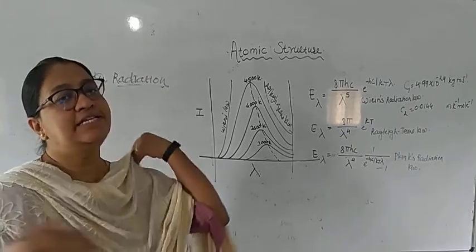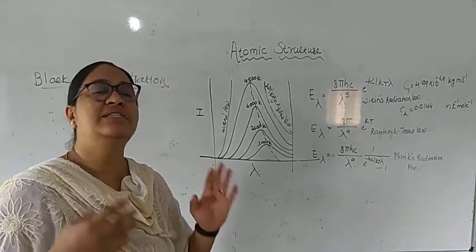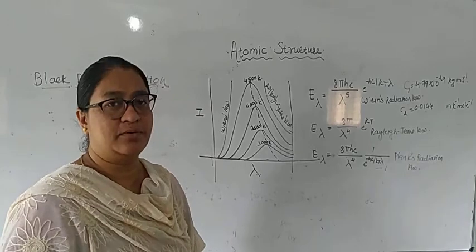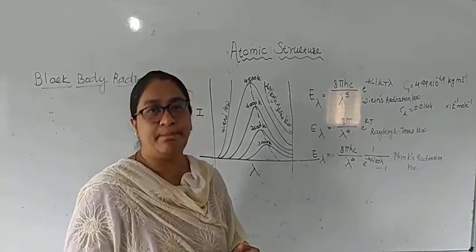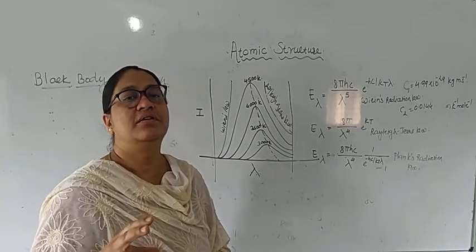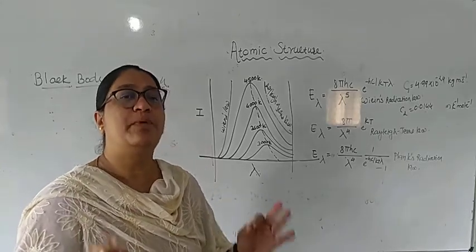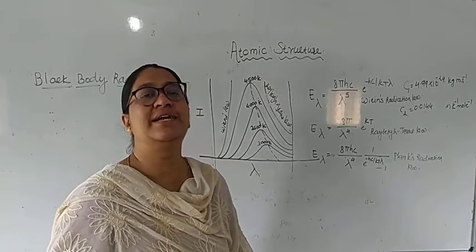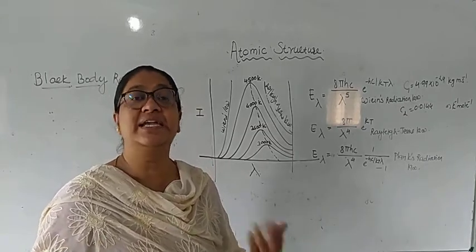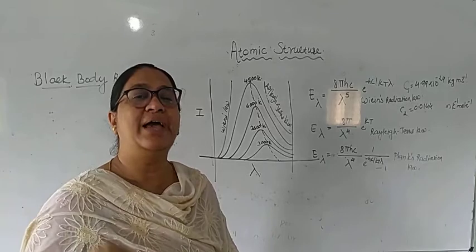Generally, if any object is incident with light, some of the light is absorbed, some is reflected, and some is transmitted as it is. But if a body, for example carbon black, or a metal surface painted with black paint, is incident with light, all the light energy is absorbed by such material. Such bodies are called black bodies. That means they are perfect absorbers. All the radiations incident on it are absorbed. None is reflected, none is transmitted, only absorbed.